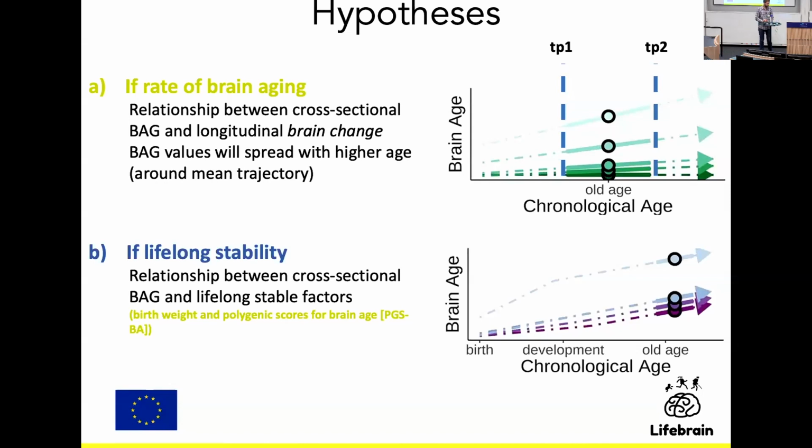And for the second hypothesis, if delta reflects lifelong stability, we should see a relationship between delta and early life factors that are supposed to have a quite stable relationship with brain structure throughout adulthood. Here we use birth weight and polygenic scores for brain age. We cannot really know where the differences have emerged, whether they are already there at birth or appear during development, but they should be quite stable when we look at them in older age.